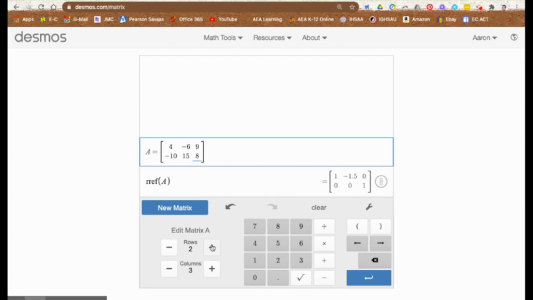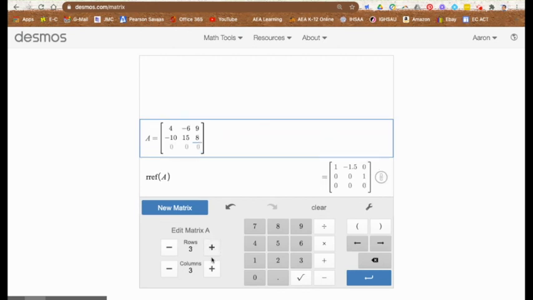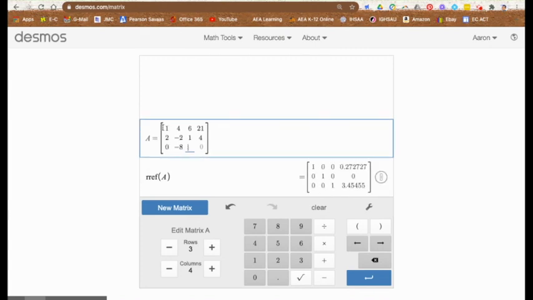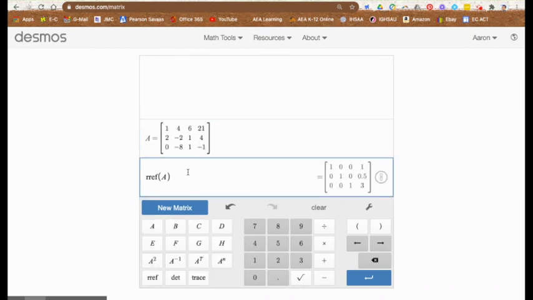So let's go into this matrix and let's make it bigger. Let's go 3 rows, 4 columns. Let's do a 3 by 3. And I left the rref, the row reduced echelon form, up here. And notice I have 1s down the main diagonal, 0s everywhere else. And over here I have my answers, 1, half, and 3. 1 is my x, a half is my y, and 3 is my z.